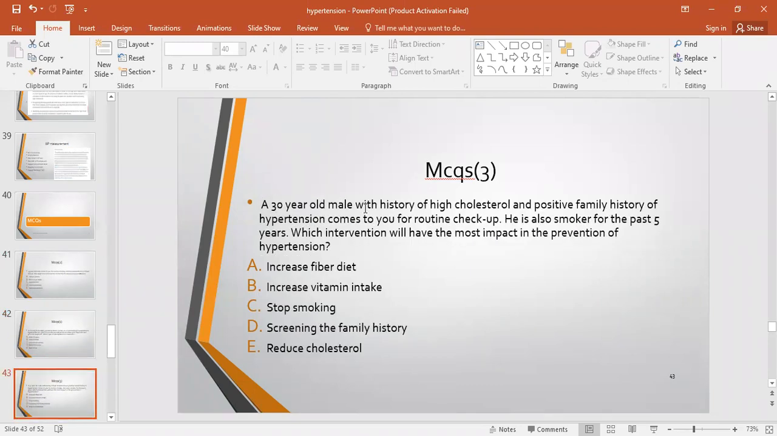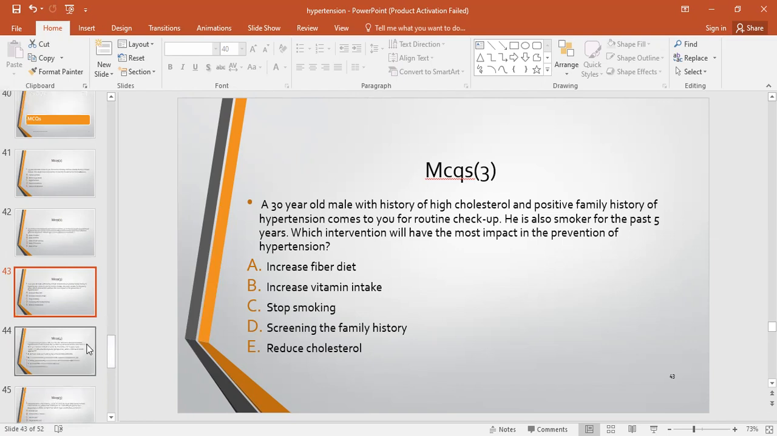A 30-year-old male with a history of high cholesterol and a positive family history of hypertension comes to you for a routine checkup. He has also been a smoker for the past 5 years. Which intervention will have the most impact in the prevention of hypertension? Increase fiber diet, increase vitamin intake, stop smoking, screen the family history, or reduce cholesterol. Alpha is the right answer.